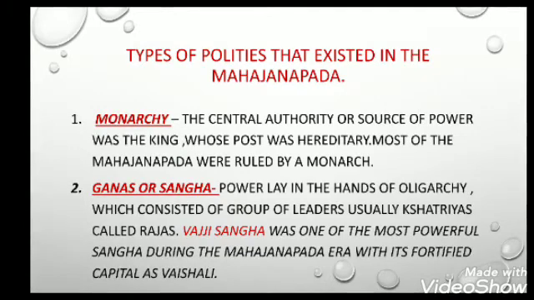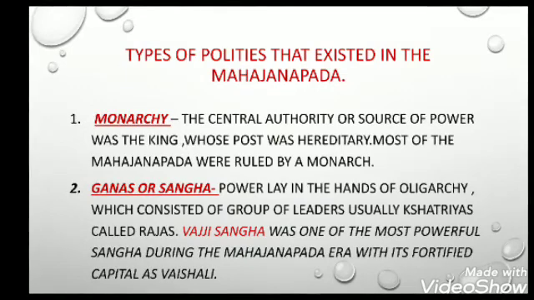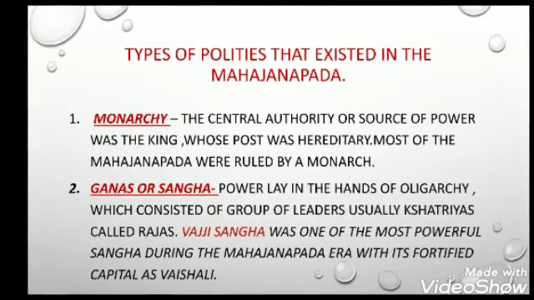So it is also stated that both Mahavira and Buddha belong to such ganas or sangha. And one of the most important sangha given in your book is the Vajji Sangh, which had its capital as Vaishali, and the decisions were taken collectively by the Rajas of that Sangh.